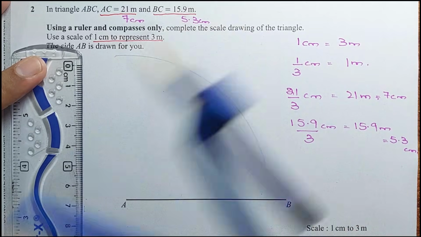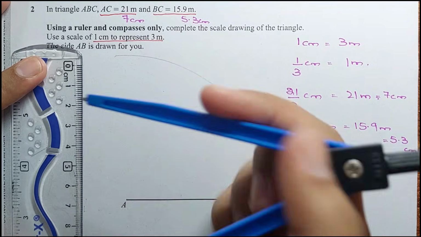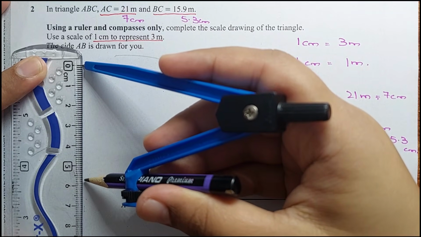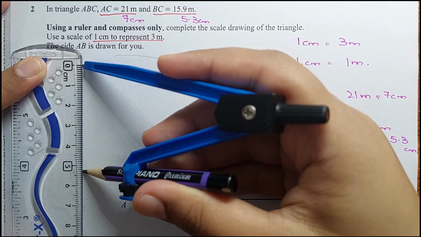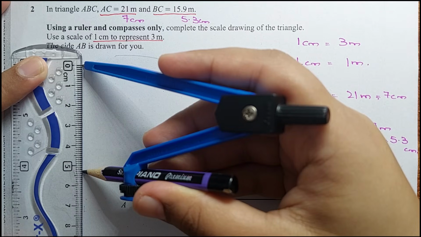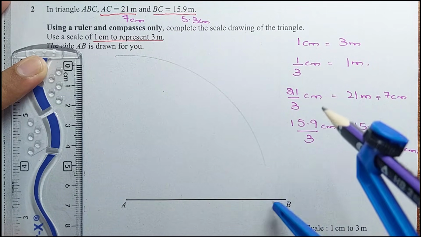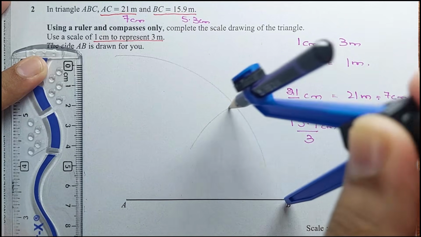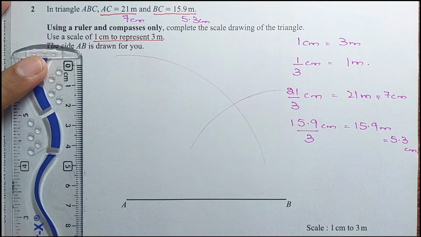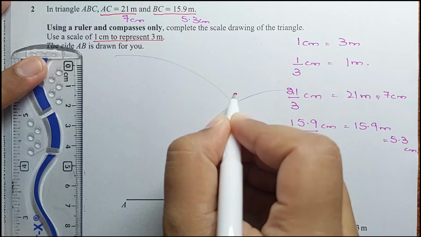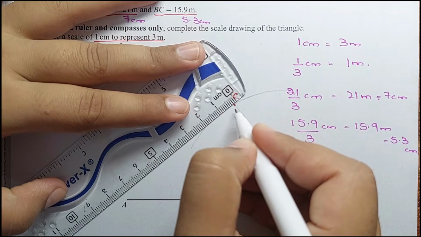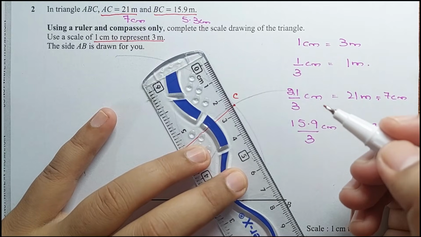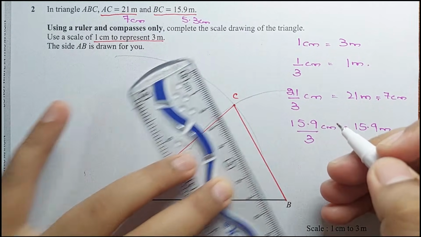Now the same for BC, which is 5.3. Here we have 5.3. Yes. Put the compass on B and draw an arc. The point where the two arcs intersect is the point C. So here is the point C. Now we have to join A with C and B with C. That is the triangle ABC.